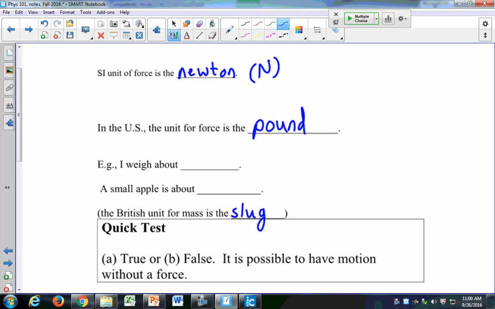Typical person weighs about 700 newtons. An apple, you know, like the proverbial apple that fell on Newton's head, which I don't think that ever really happened, but an apple is about 1 Newton.